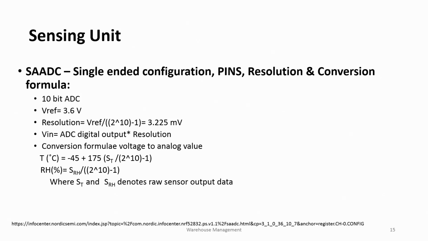This is about the sensing unit. They chose a 10-bit ADC, VREF is 3.6, resolution they now know, and quickly that it is VREF divided by 2 power n, which will give you a -1 of course, which will give you 3.225 millivolts, right. Now Vin is ADC digital output into the resolution, which is again very straightforward, and there is a conversion for voltage to analog value. This is coming directly from the data sheet, and this is important.